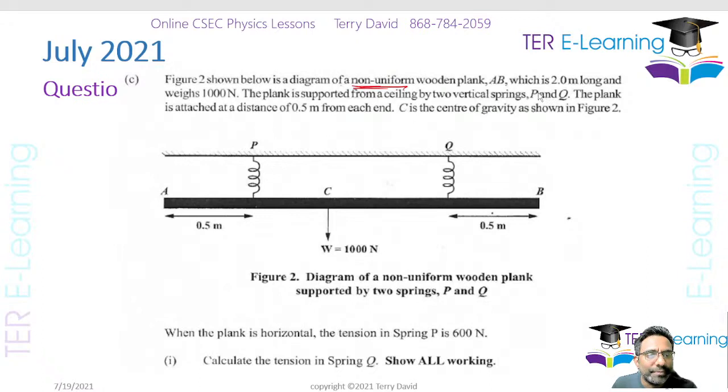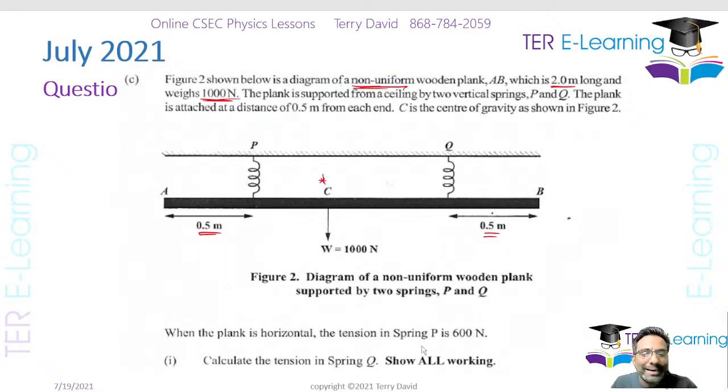So we have a plank AB, and the length of the plank is 2 meters long. I'm just highlighting what is important to us. The weight of the plank is 1000 newtons. The plank is supported from the ceiling by 2 vertical springs, P and Q, attached at a distance of 0.5 meters from each end. This is 0.5, this is 0.5, and we know the full length of the plank is 2 meters. The center of gravity is at C, but because it's not uniform, C is not at the center. Those of you who did that in terms of how you work your question, that's not correct.